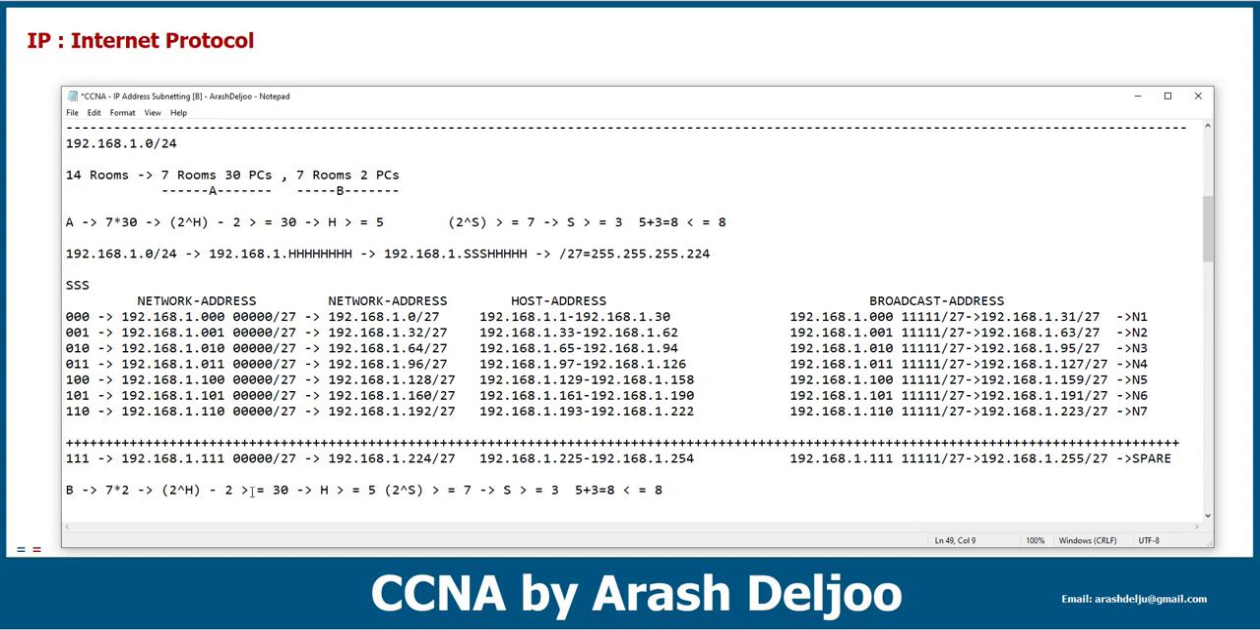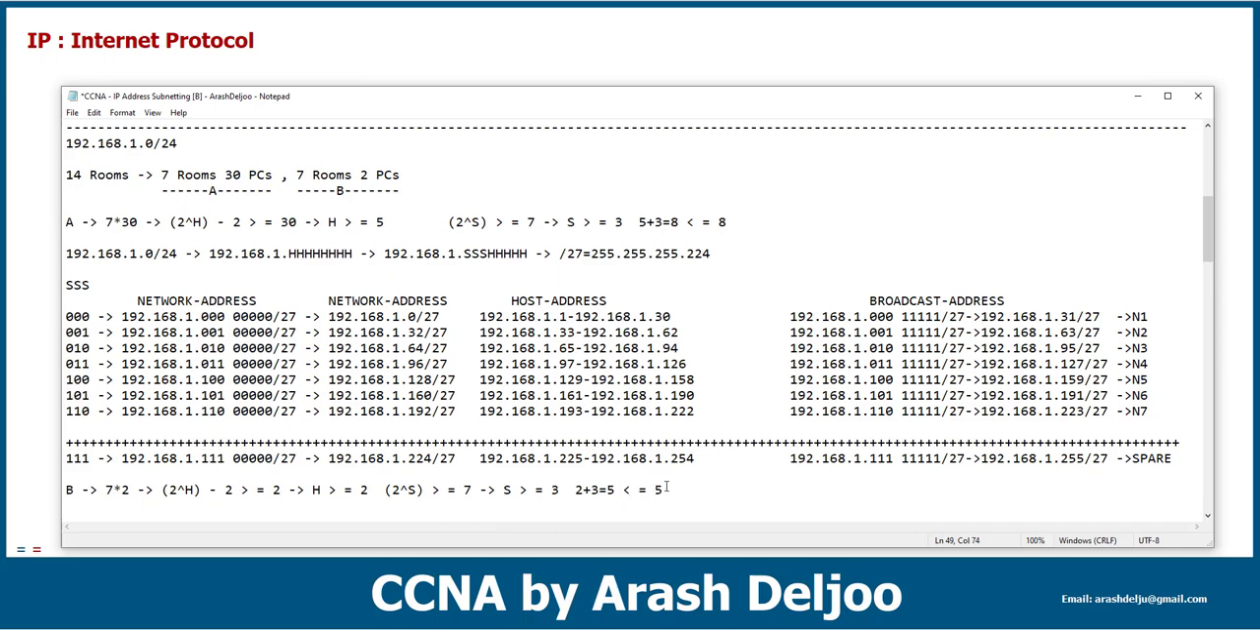2 to the power of h minus 2 should be greater than 2 because we need only 2 IP addresses. And this means that we need only 2 bits of hosts. This is the first requirement. After that, 2 to the power of s should be greater than 7, again because of that, we need only 3 bits. And finally, we need 2 plus 3, 5 bits for our design.